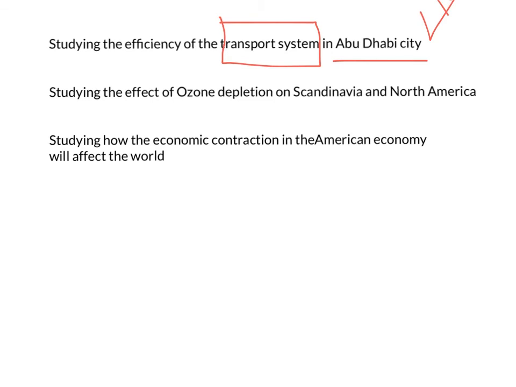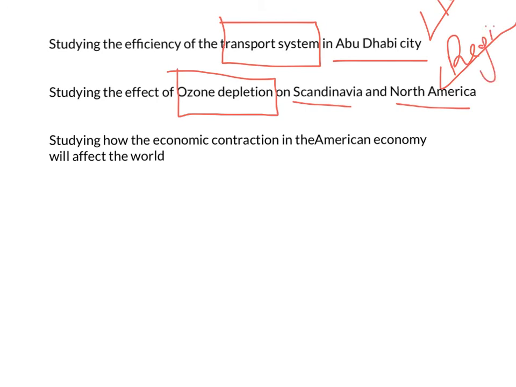Or it will study the effect of such system on people living in Abu Dhabi city only, okay? Now, in the second example, studying the effect of ozone depletion on Scandinavia and North America. Ozone depletion is a given environmental change. So we are studying the effect of this environmental change on the Scandinavia region and the region of North America. So this study can be done also on what? On a given regional level. Okay, so it can be done on a given regional level.